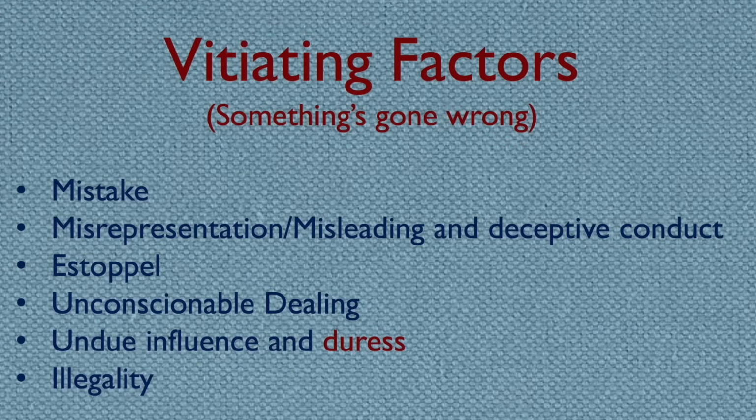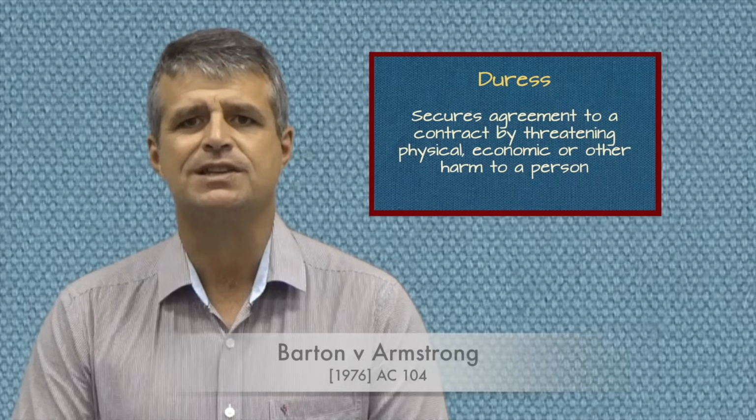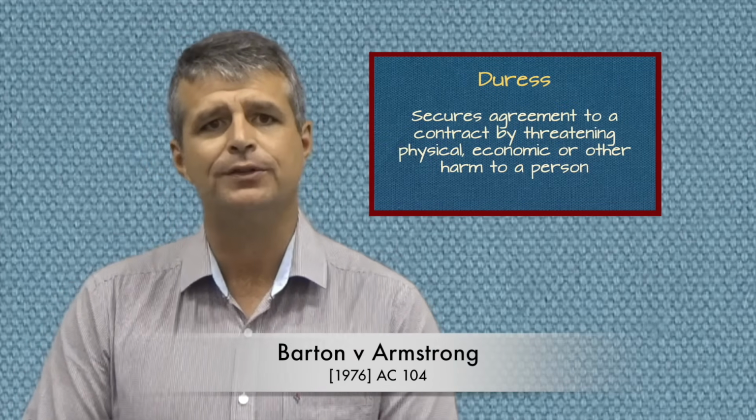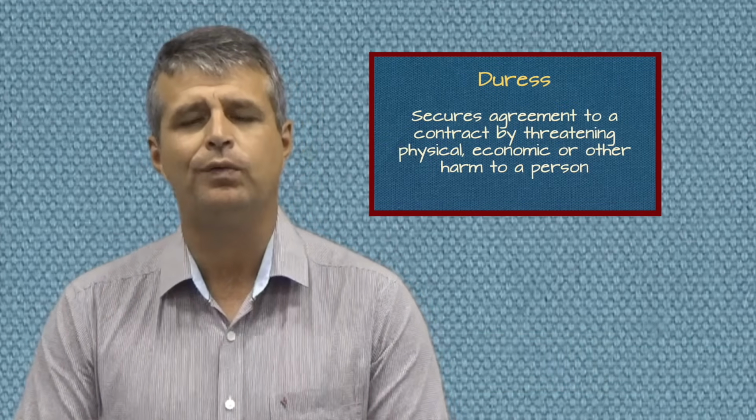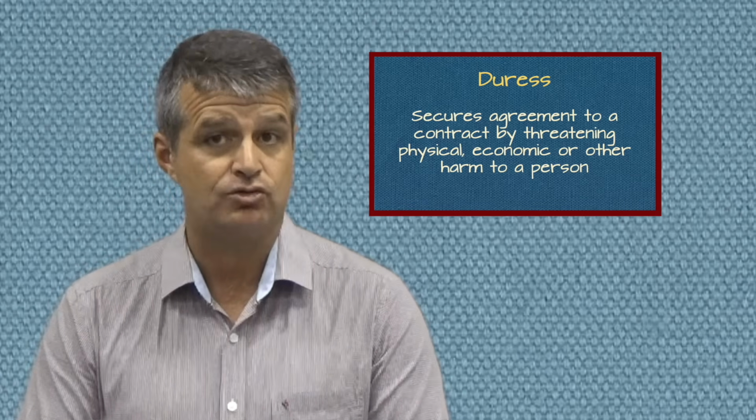One step worse than mere undue influence is what we call duress. Duress is where an actual threat is used to secure a contract. This can be a threat of physical harm to a person, it can be a threat of harm to property, and it can be an unlawful threat to a person's economic interests.